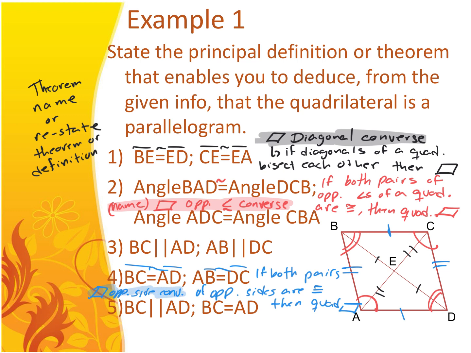Now, for number 3, I'm sorry I missed it. They're telling us segment BC is parallel to AD, and they're telling us AB is parallel to CD. Now that is a definition, that is not a theorem, so we just have to put definition of a parallelogram.